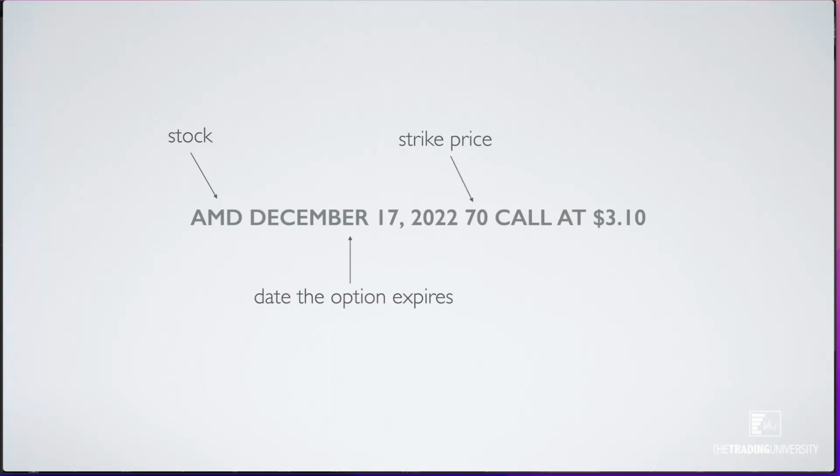Then you have your strike price. $70 is the strike price. The type of option is a call, so that would be either a call or a put. And then the premium for one share of this AMD option is going to be $3.10. So if I am buying one contract of AMD December 17th, 2022, $70 calls, it's going to cost me $310. So that is the premium which I am paying. It's the contract. It is the down payment, essentially.